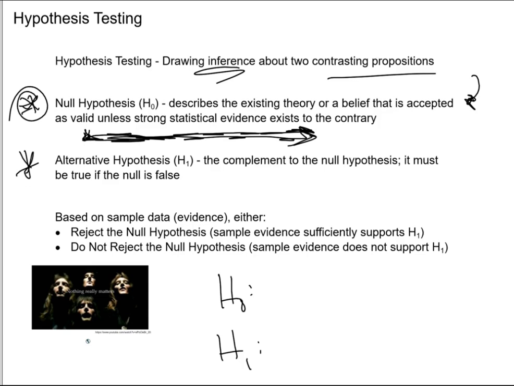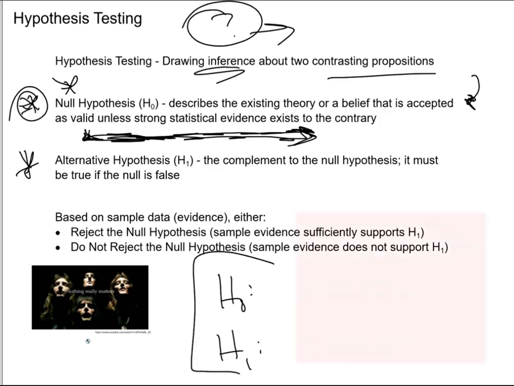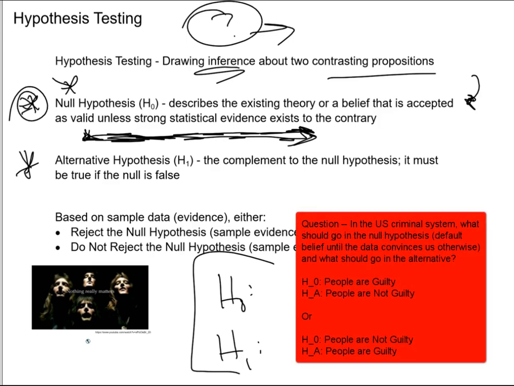But when we do a court of law, what are we doing? Are we assuming automatically, is our default belief, that people are innocent and we need the evidence to convince us that they're guilty, or is the default perspective in a criminal court that we think everyone who comes through is guilty and we need to provide evidence to convince us that they're innocent? So my formal question is, how would you write down the null and alternative hypothesis for the US criminal system? What should go in the null hypothesis, that is our default perspective, and then what should go in the alternative?